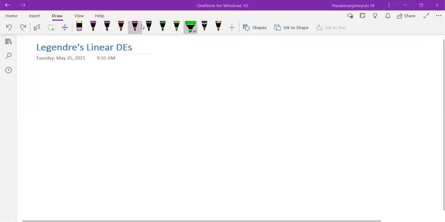Students, now I'm going to discuss Legendre's linear differential equation. What is the general form of Euler-Cauchy's linear differential equation?